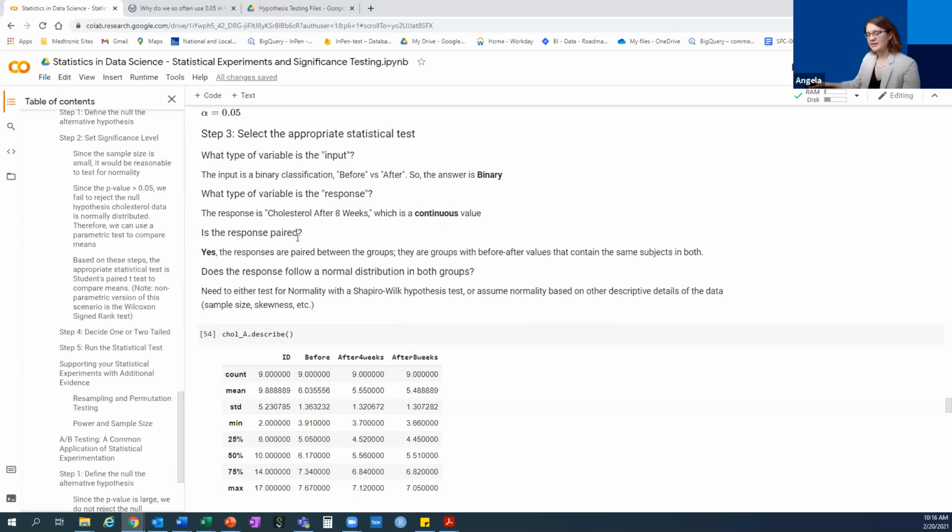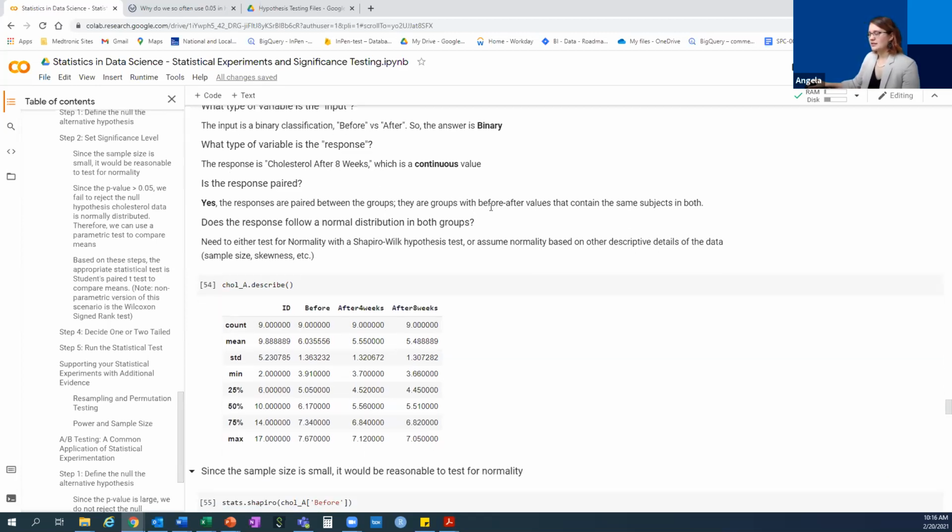So is the response paired? Yes, in this case, the response is paired because they're groups with before and after values and contain the same subjects in both. So they're not independently randomly different. They are dependent. Subject 1 has this paired set of variables, the before and after variable.